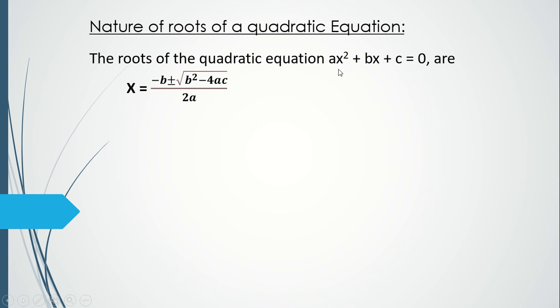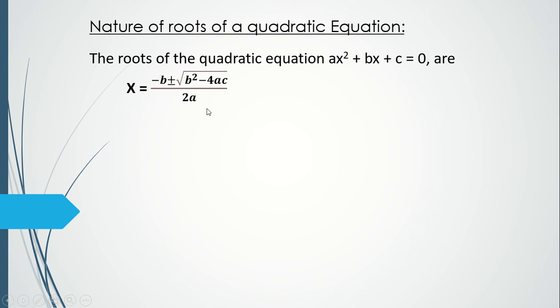The roots of the quadratic equation ax square plus bx plus c is equal to 0 are given by this formula. In the previous practice set, where we learned the formula method to solve the quadratic equation, we learned that this is the formula. If we put the values of a, b and c in this formula, we will get the two roots of this quadratic equation. And how do we get two roots? Because here there is plus and minus.